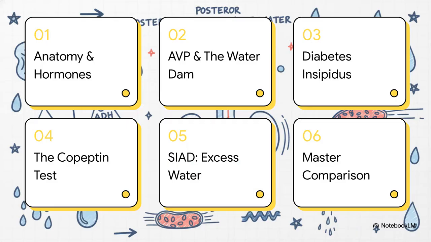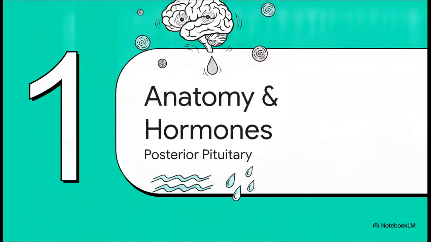Here is our roadmap for today. We'll kick things off with anatomy and hormones, move right into AVP and the water dam, then tackle diabetes insipidus, the copeptin detective, SIAD, and wrap it all up with a master comparison. Let's get to it. Section 1, Anatomy and Hormones.